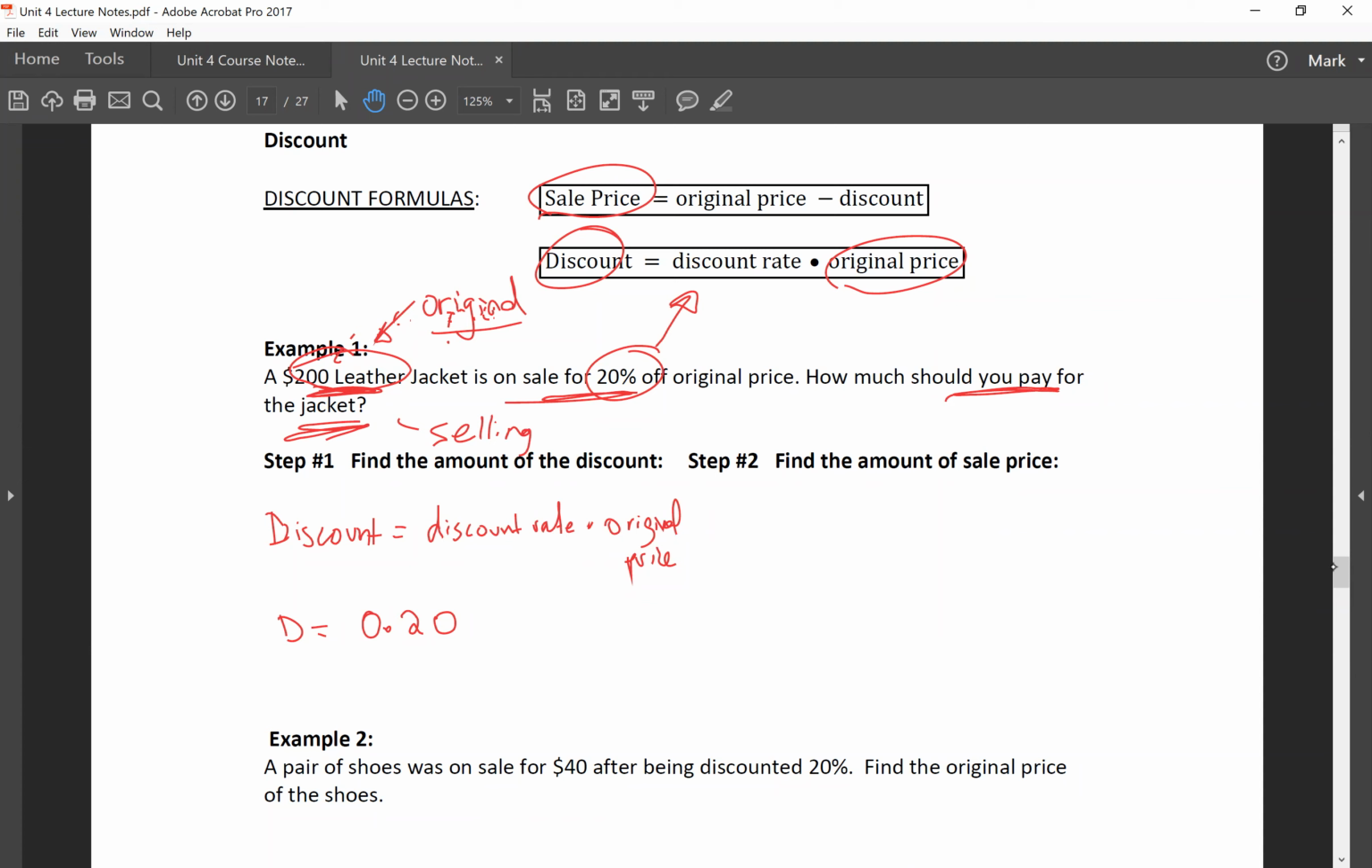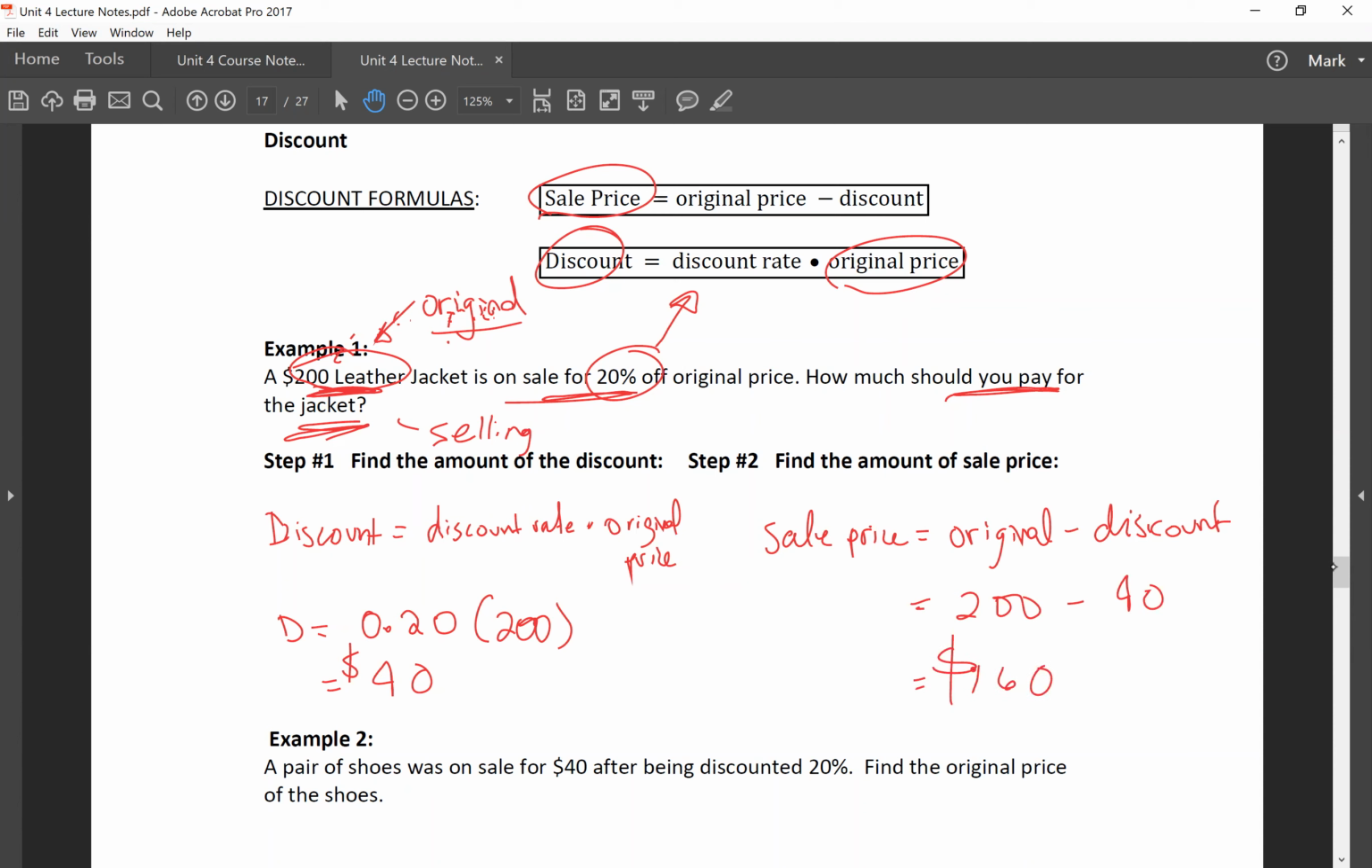So the original price, the jacket costs $200. It's on sale for 20%. So 20% times 200 is $40. So my sale price is the original price minus the discount. So 200 minus 40, $160. I'll do another one just in case I confused you with that.